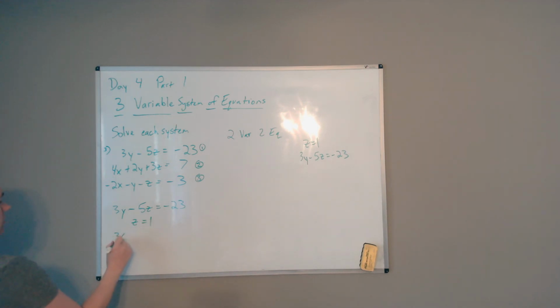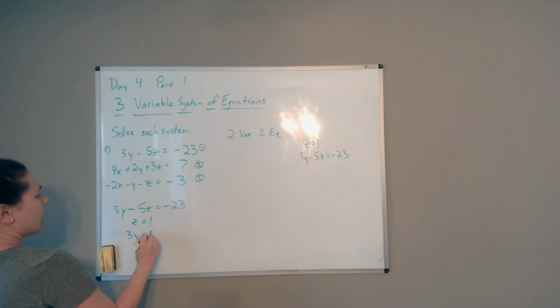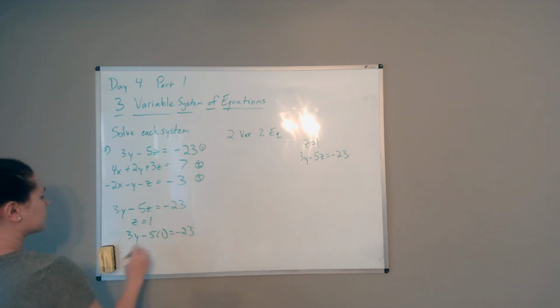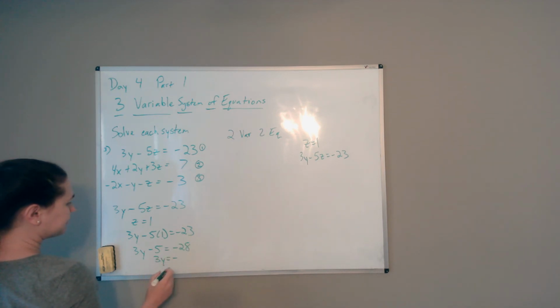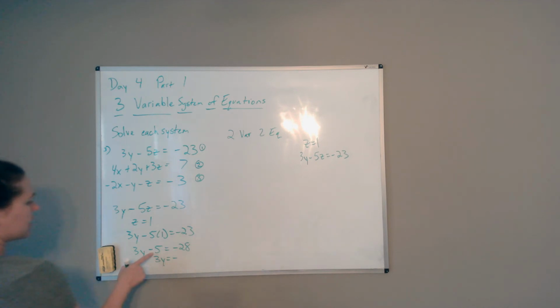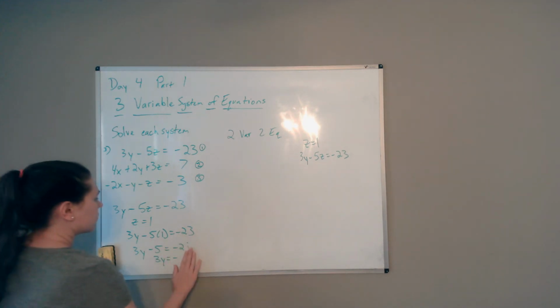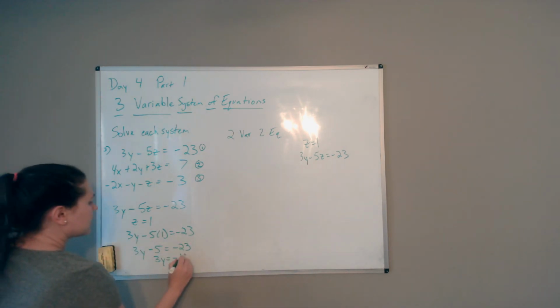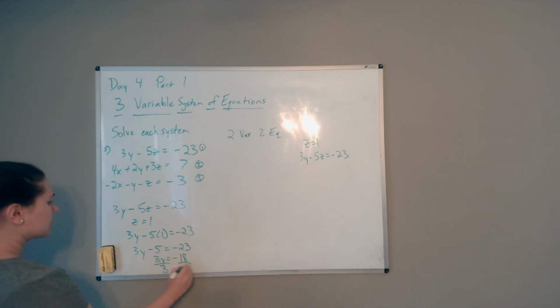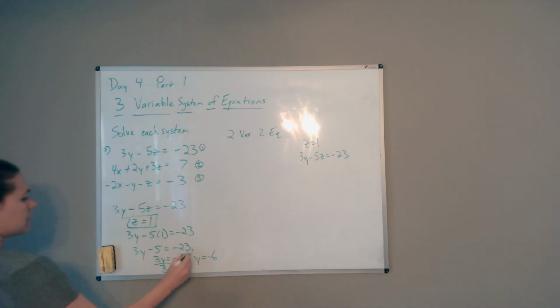So now we just have to do 3y minus 5 times 1 equals negative 23. So 3y minus 5 equals negative 23. Add 5, and we get 3y equals negative 18. Divide by 3, and we get negative 6. So, okay, we've got 2 of the 3.